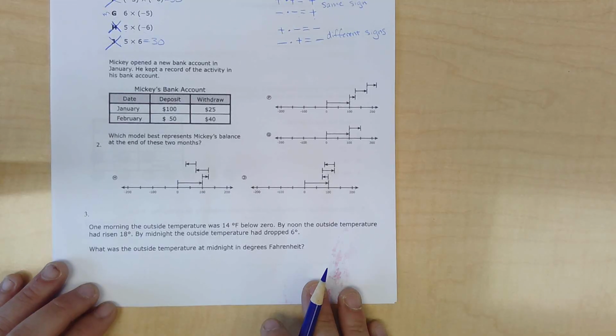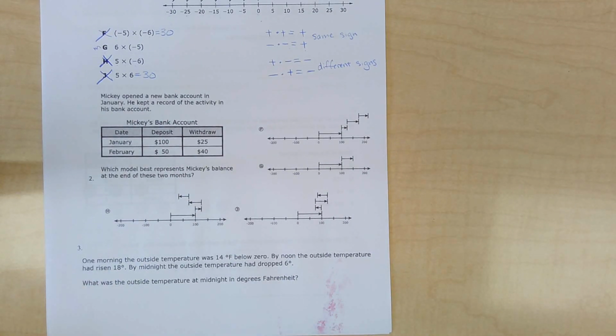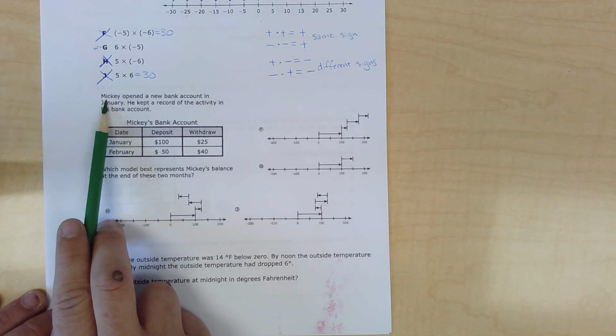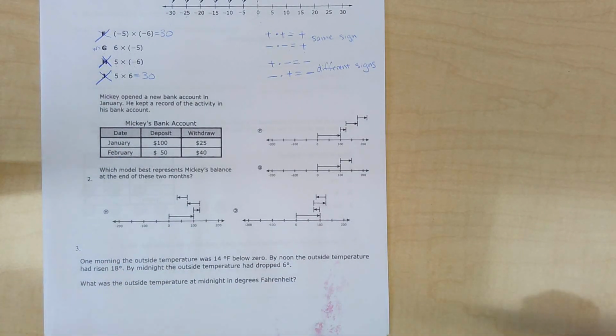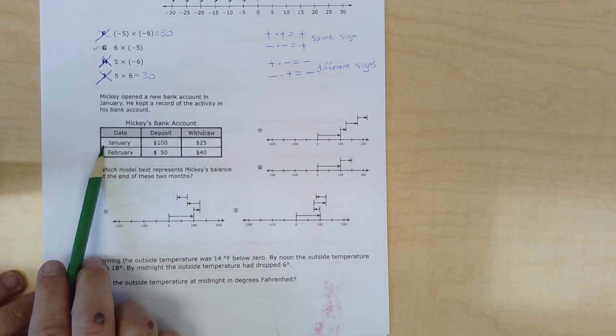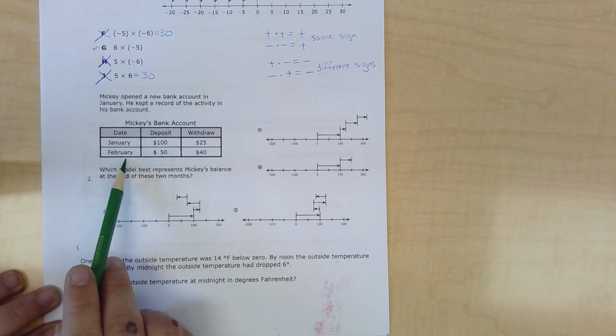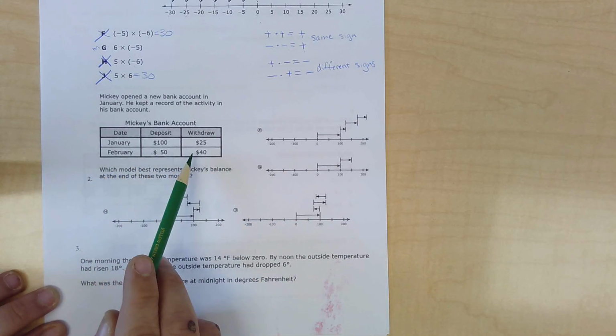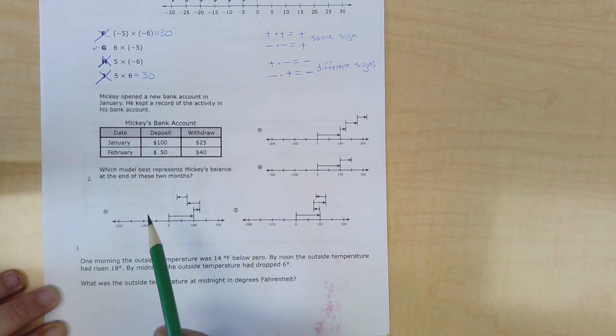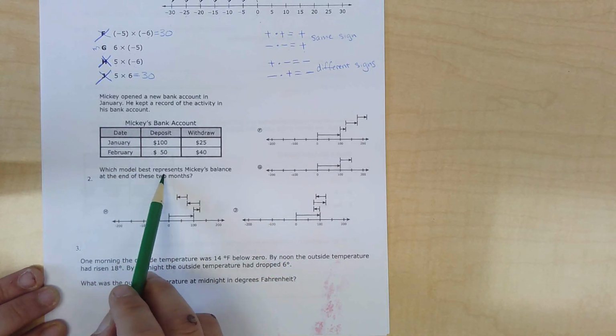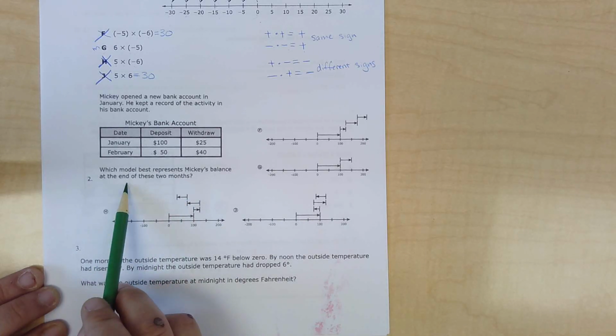Going up. Here we go. All right, so number 2 is going to begin with Mickey, okay? So Mickey opened a brand new bank account in January, and he kept a record of the activity in his bank account. It says in January he deposited $100, but he withdrew $25, and in February he deposited $50, but withdrew $40. The question they want to know is which model best represents Mickey's balance at the end of these 2 months.